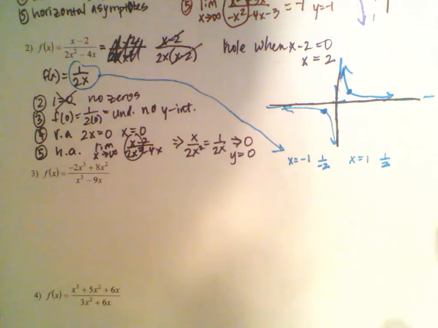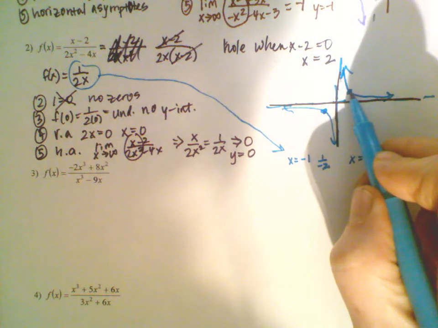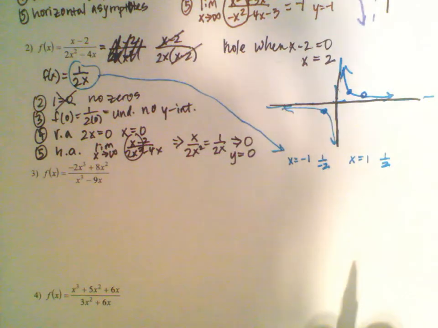Now I just have to remember to add the hole in the graph, and so I go back in, and at x equals 2, I approximate this was where I put at about 1, so at 2 it's about here, and then I just put in a little hole, and again, there's my graph.